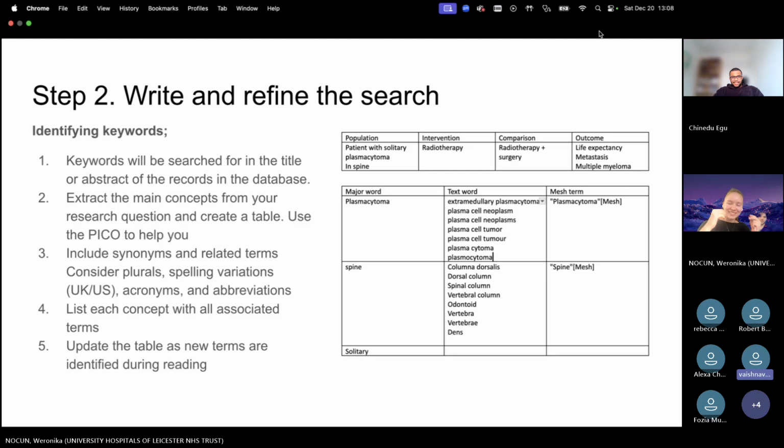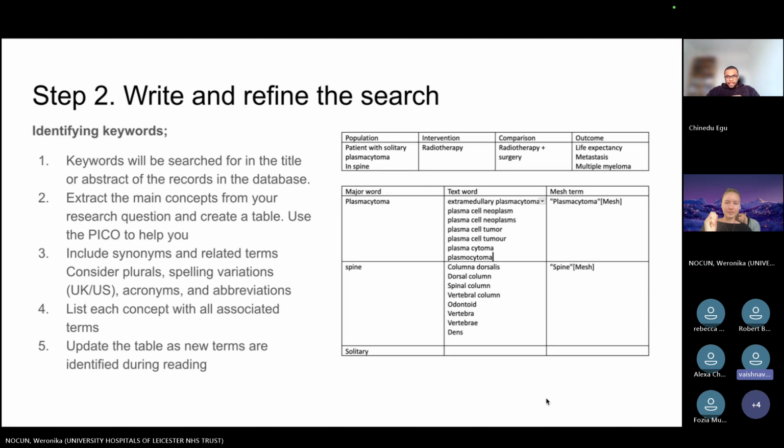So I don't think I've understood the difference between mesh term and text word. So if we use the mesh term, like plasmacytoma, will everything under text word come in the search as well?